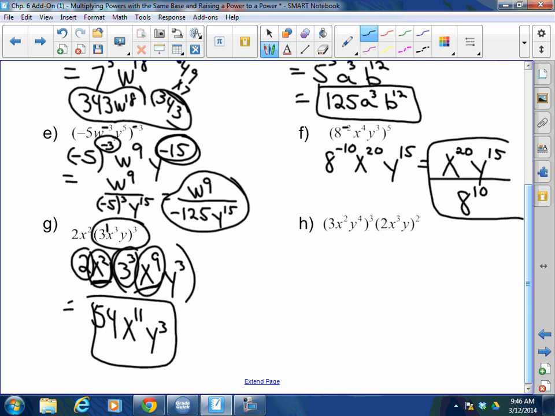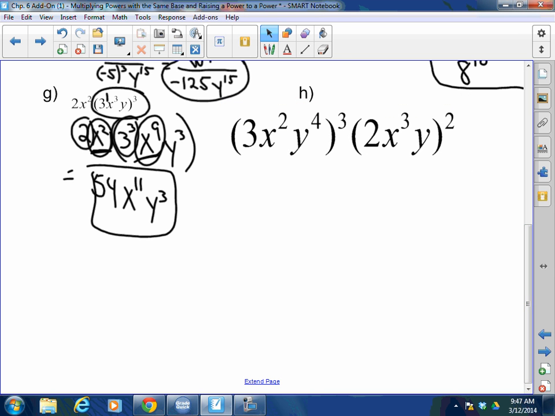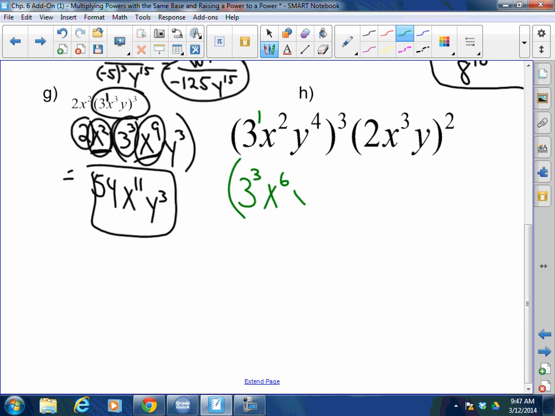Okay, this is a good one. A lot of stuff going on here. What do we got? Someone else. Talk to me. Very good. There's an invisible one there. Excellent. 3 cubed x to the 6th, y to the 12th. Beautiful. 2 squared. Excellent. I couldn't have done it better myself. Great. Now focus on the numbers.